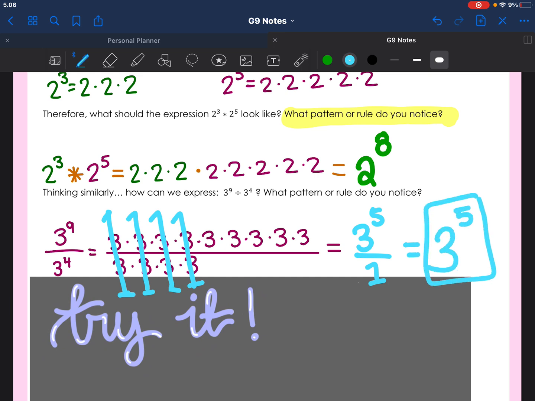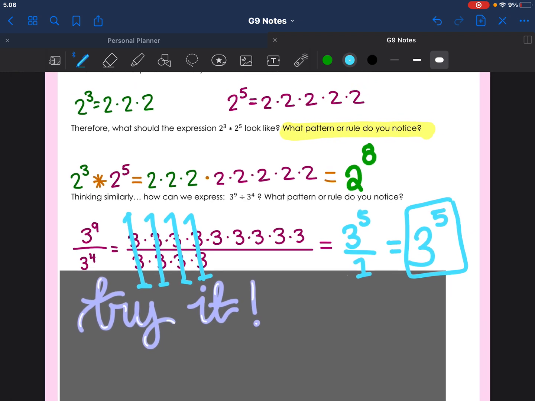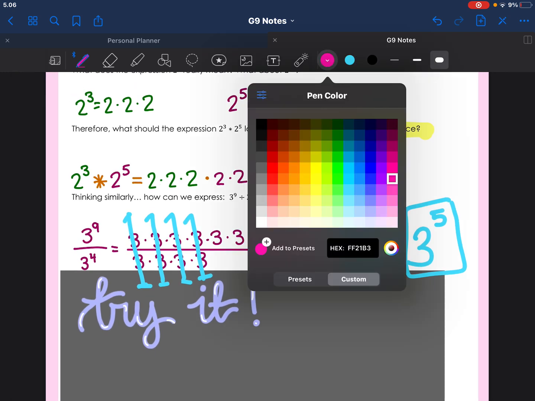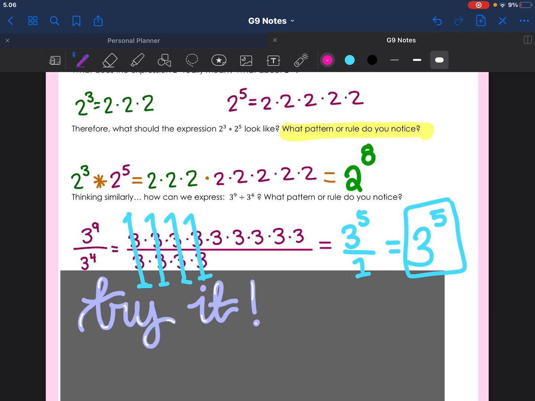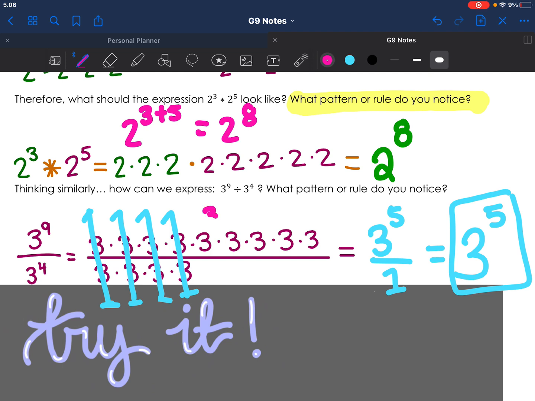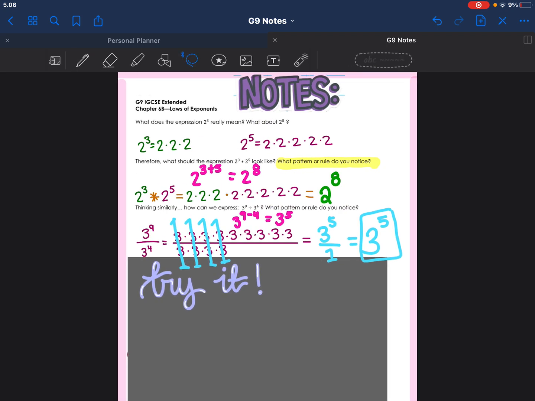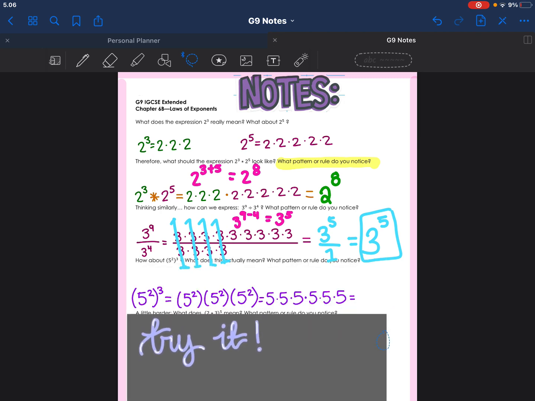So what's the pattern? What do you guys see there? You should have said, if we're multiplying, we're adding the exponents. If we're dividing and the bases are the same, we're subtracting the exponents. Voila, that's easier, right? But if you forget the rules, you can pretty much figure it out on your own, like that.